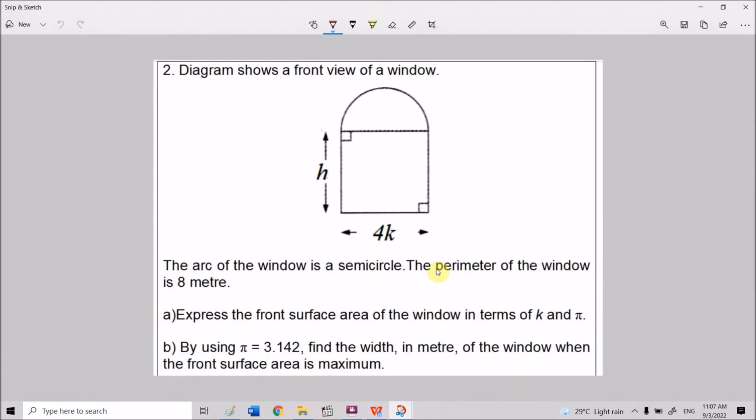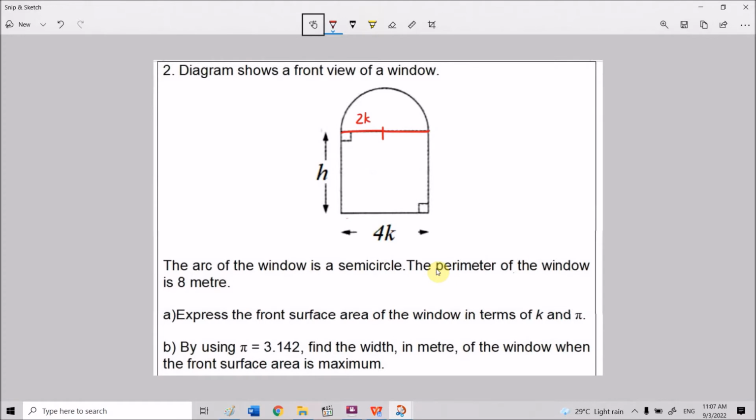Question number 2. Diagram shows the front view of a window. The arc of a window, so the arc here is a semicircle. Since this is a semicircle, meaning half of the circle, hence this will be the diameter. Since the width here is 4k, the diameter will have a length of 4k, and if we want to find the radius, which is half of the diameter, which is half of 4k, it will be 2k.